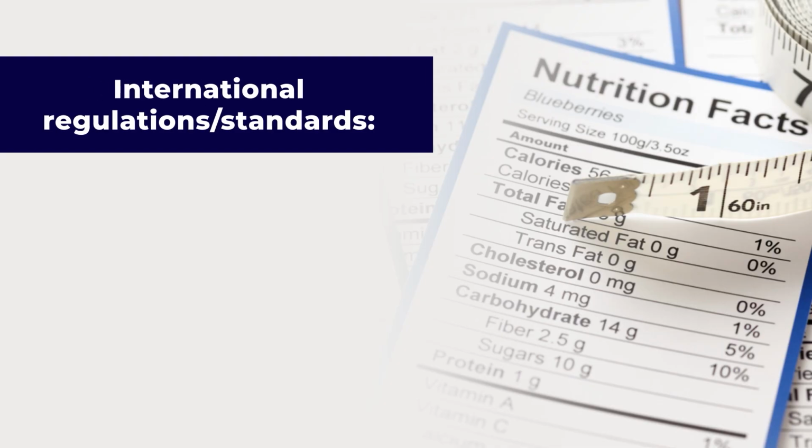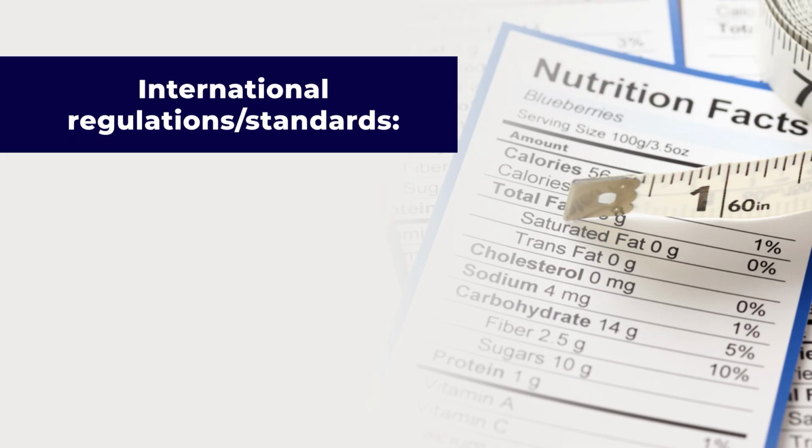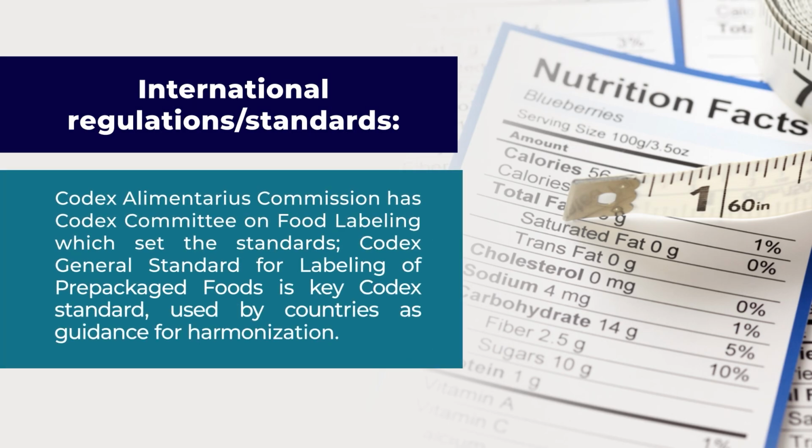Now we will see what are the rules and regulations at national and international level which are related to food packaging and labeling. At the international level, we have the Codex Alimentarius Commission, which has a Codex Committee on Food Labeling, which sets the standards. There is a Codex General Standard for Labeling of Pre-packaged Foods. This is the key Codex standard, and it is used by various countries as guidance for harmonization.